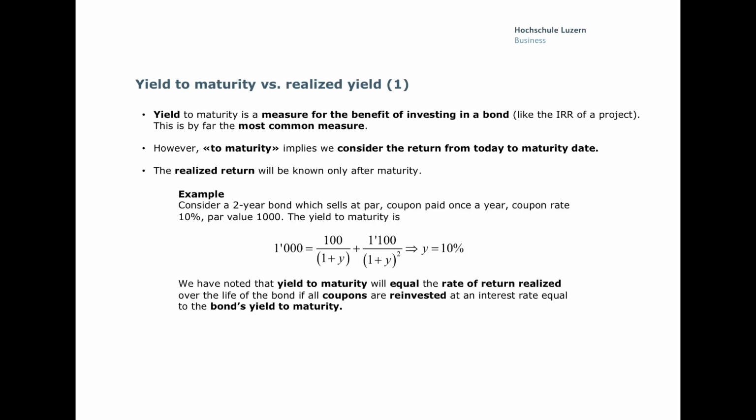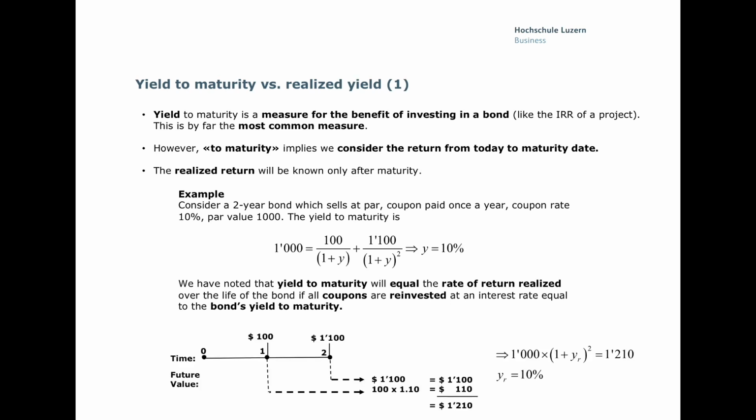Let's illustrate this with an example. Consider a 2-year bond which sells at par. The coupon rate of 10% is paid once a year, and the par value of the bond is $1,000. Based on these assumptions, it follows that the yield to maturity is equal to the coupon rate of 10%. If all coupon payments of $100 are reinvested at an interest rate equal to the bond's yield to maturity, the yield to maturity will equal the realized yield.